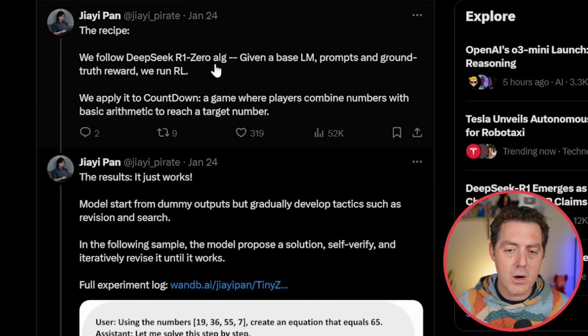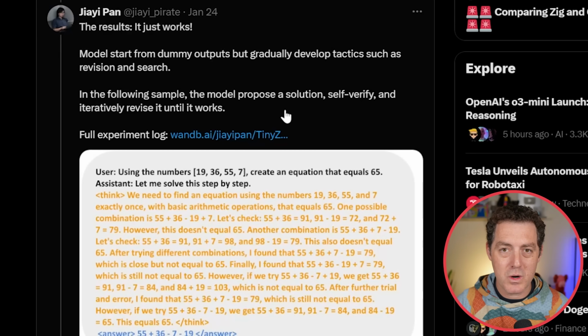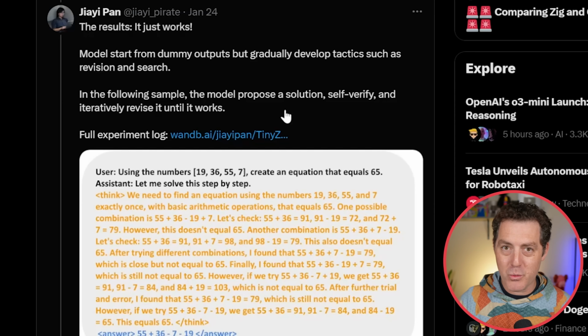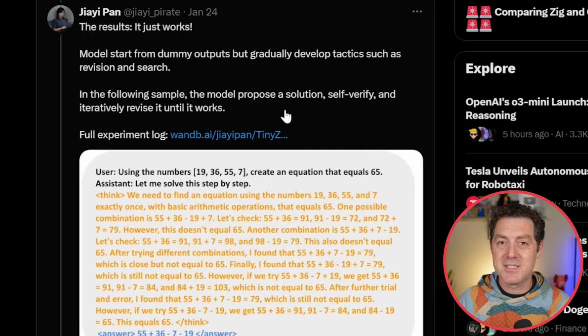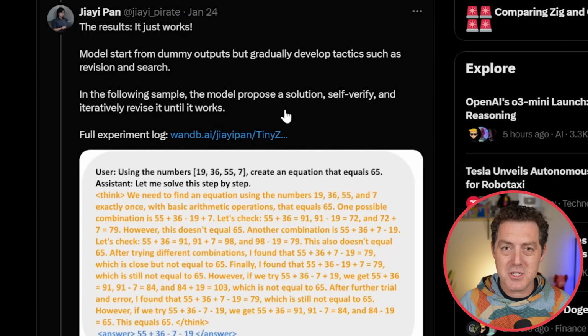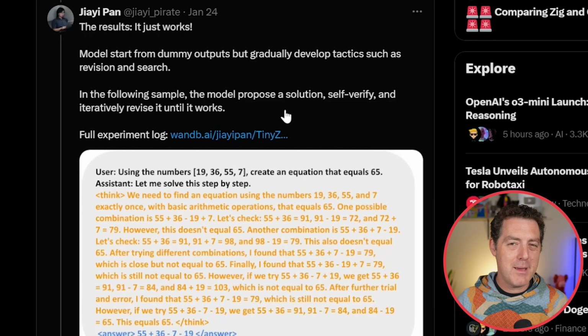So here's the recipe. We follow the DeepSeek R1 algorithm. Given a base language model, prompts, and ground truth reward, we run RL. We apply it to the countdown game. The results? It just works. Essentially what they found is with a good base model and reinforcement learning with a very clear reward function, the model will start to think for itself. And that is so crazy to think about, especially because they were able to achieve it on such a narrow domain. And so maybe that's the future.